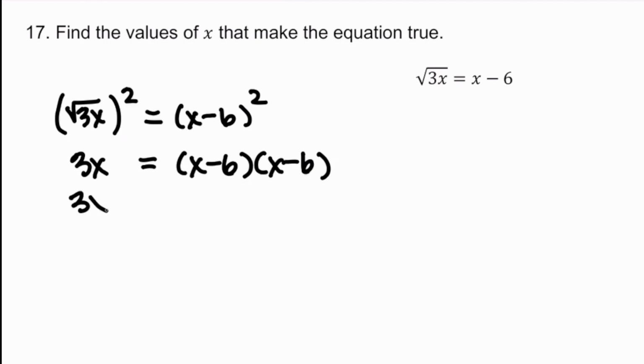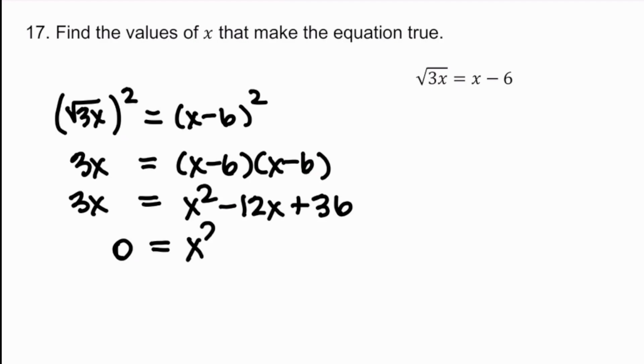And when I actually distribute that, I'd get x squared. I'd get negative 6x and another negative 6x. So it'd be a total of negative 12x, and negative 6 times negative 6 is going to be positive 36. I'm going to subtract the 3x from both sides. x squared minus 15x plus 36. And I'm going to try to factor this, right? If I can't, I'll use the quadratic formula, which is something we need to know.